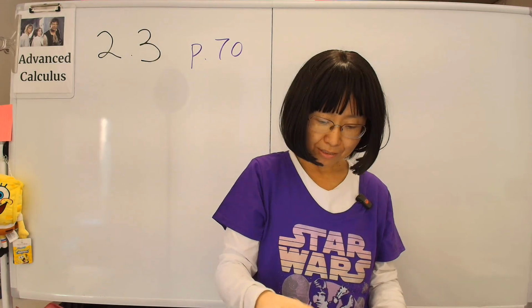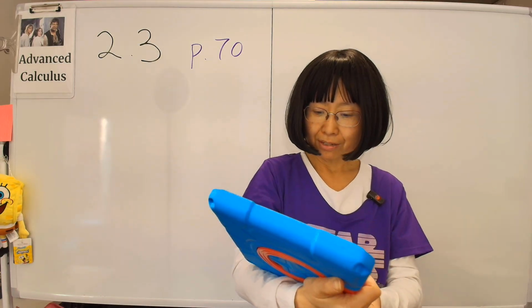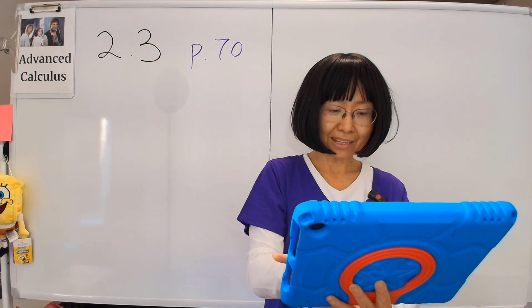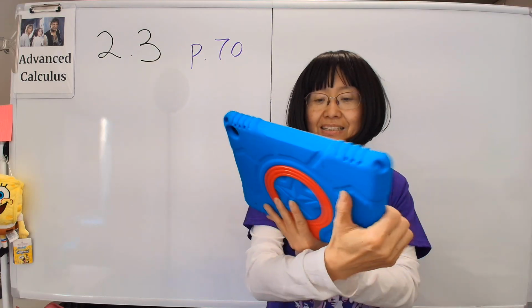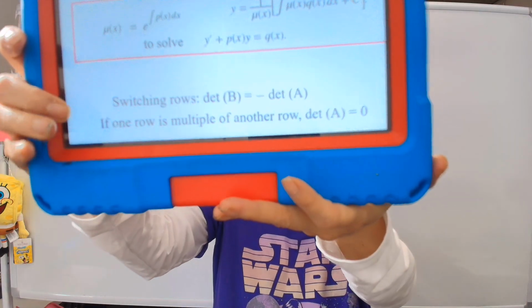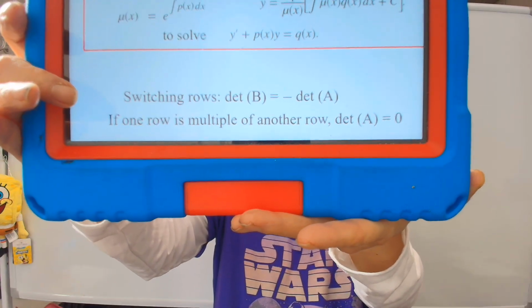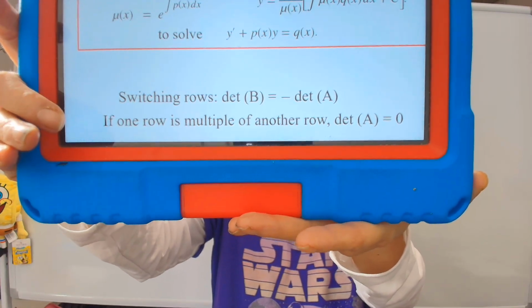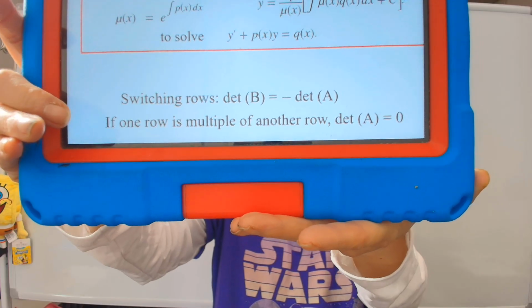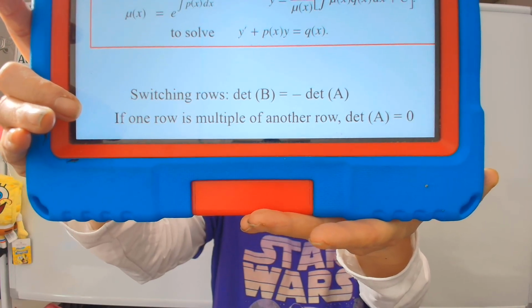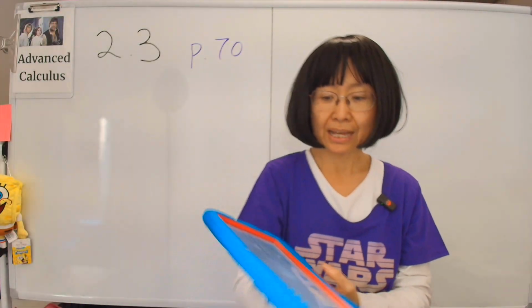And then on an unrelated note, I just want to mention quickly that remember we have been saying that when you switch rows of a determinant, you will get a negative one. Okay, and then if one row is a multiple of another row, specifically if they're the same, then the determinant is going to be 0. And this applies for columns as well.